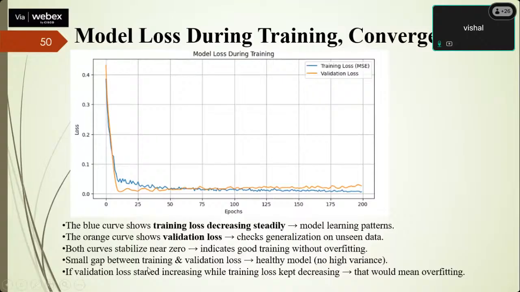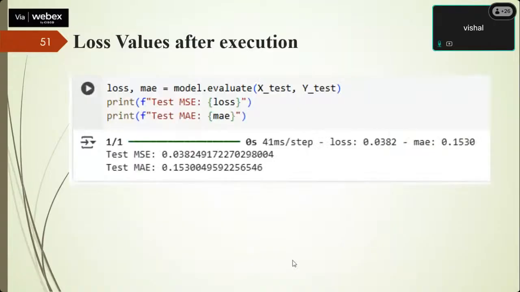If validation loss starts increasing while training loss keeps decreasing, that also comes under overfitting. Here the validation loss, seen in the orange curve, starts increasing and our training loss keeps decreasing. So that would mean overfitting.